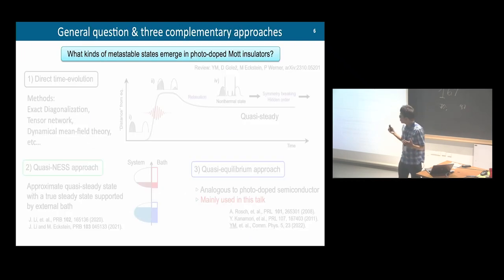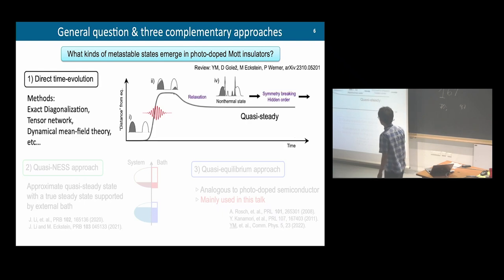Now the question is, what kind of phases are expected in this quasi-steady state regime of the photodoped large-gap Mott insulator? There are several options to study this problem. The most obvious one is to do the direct time evolution of the photodoping process, starting from the real-time excitation using numerical techniques. However, this direct approach is often numerically expensive, and it's hard to make a systematic analysis.